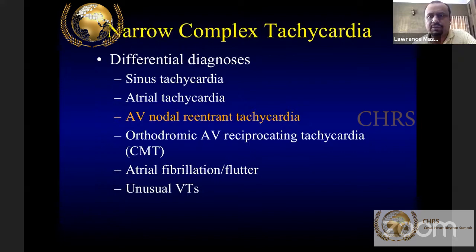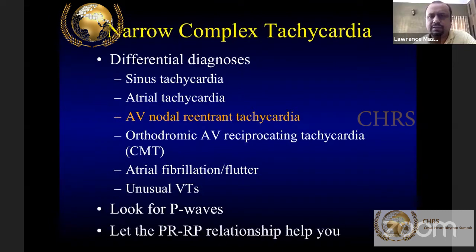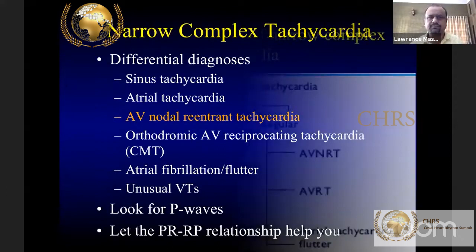The most common pathological form of narrow QRS tachycardia is going to be an AV nodal reentrant tachycardia, or what we call AVNRT. Whenever you see a narrow QRS tachycardia, you have to look at the P waves. That's the most important thing. The second point you will always see is the PR and RP relationship. This will help you to make a diagnosis of a narrow QRS tachycardia.